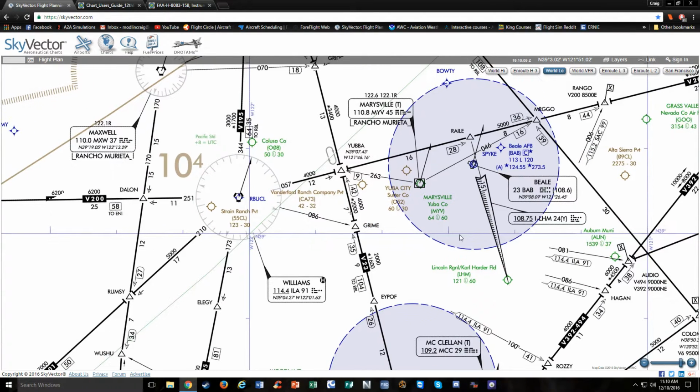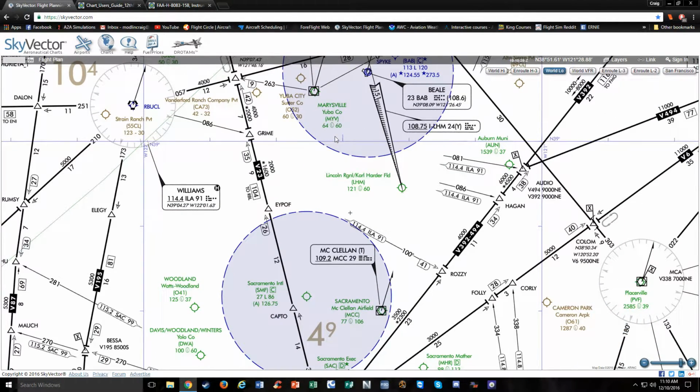So getting into the data itself, Marysville, Yuba County, the identifier is MYV. The elevation is 64 feet. And then the L stands for lighting. The circle around the L means it's pilot-controlled lighting. And the 60 is the length of the longest runway in hundreds of feet, so 6,000 foot runway. You notice they're not giving you all the frequencies that they do on the sectional. You have to go check that in other places.